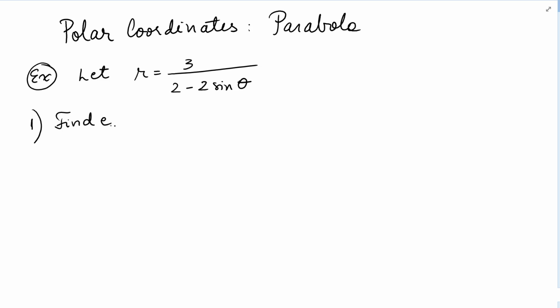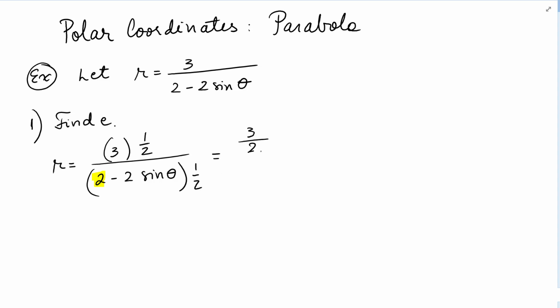So how do we do that? Well, first of all, we rewrite the equation and multiply it by the reciprocal of whatever value we have here. So we multiply top and bottom by 1/2. When we do that, the numerator becomes 3 over 2 and the denominator is 1 minus sine theta. The reason we do that is so that the denominator is now written in standard form.